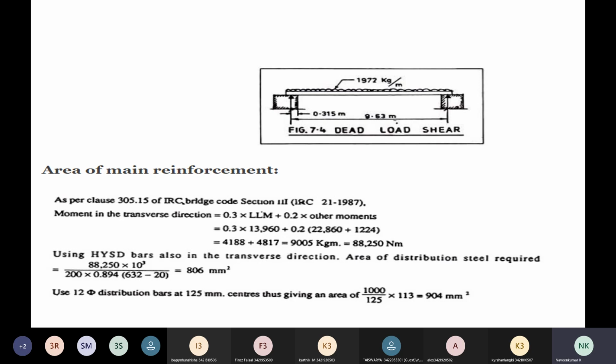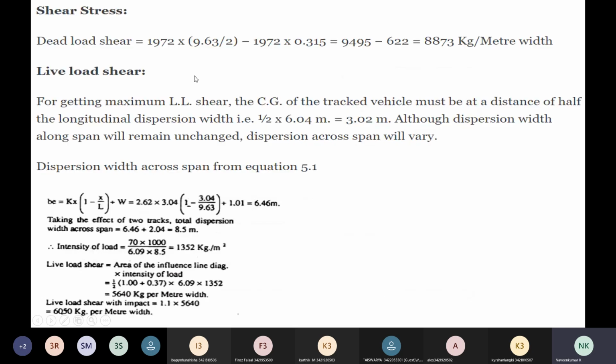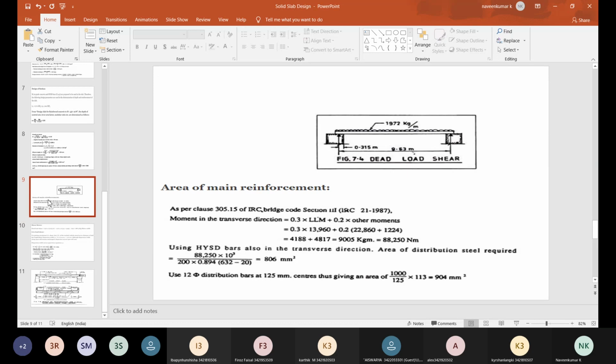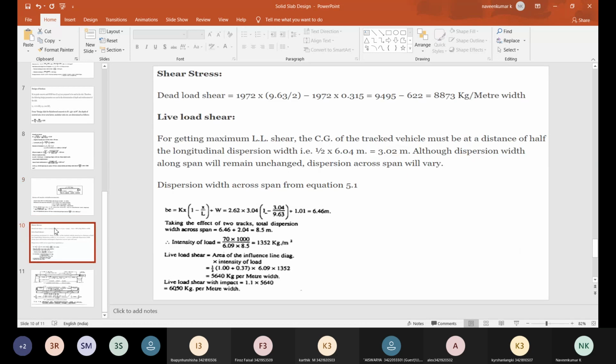After that, we are going for the reinforcement calculation along the transverse direction. For that, they calculate the moment. The steps are the same. First they calculate the moment, then moment divided by area, you will get the reinforcement. For the main reinforcement along the transverse direction, they use 12 mm dia bars at 125 mm center to center spacing.